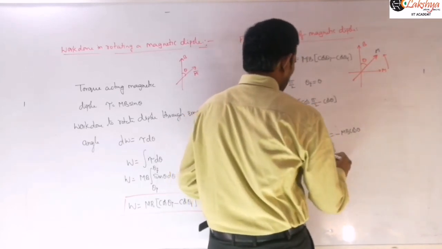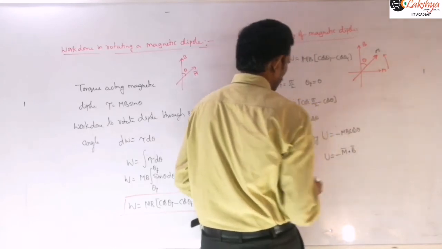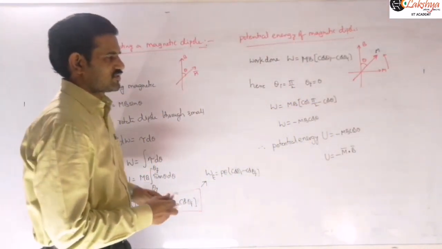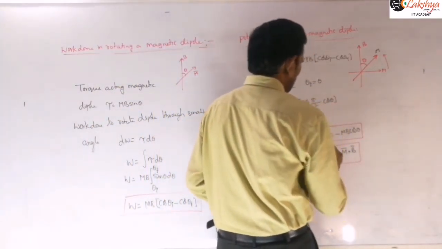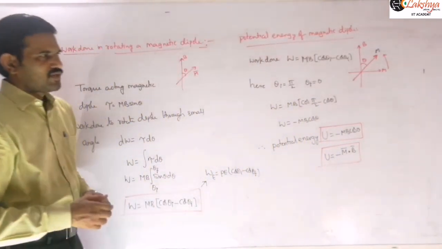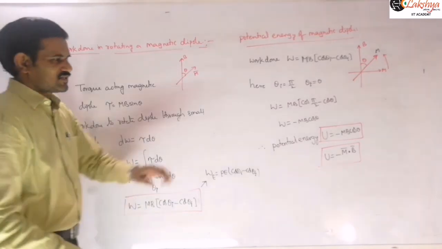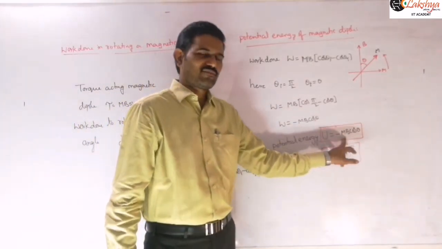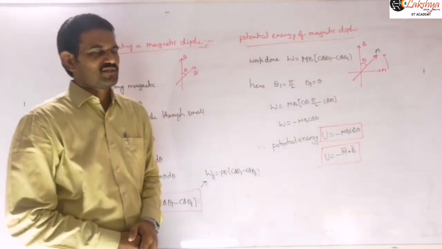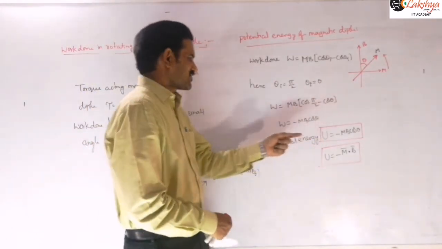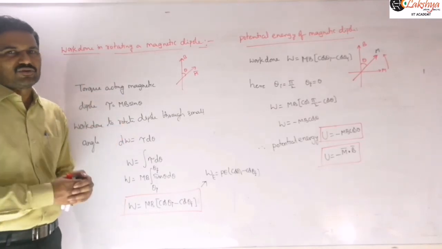or you can also express this as minus m vector dot B vector, a dot product of those two vectors. So this is the potential energy formula, minus mB cos theta or minus m dot B. This is again similar to electrostatics, where you get minus pE cos theta, and here we get minus mB cos theta. In this expression, or in the work done expression, you need to remember that theta is the angle between m vector and B vector.